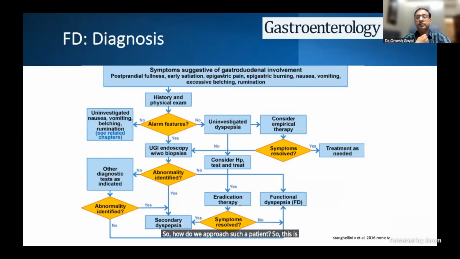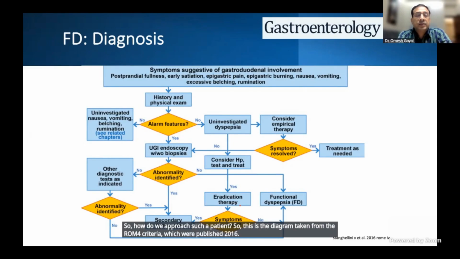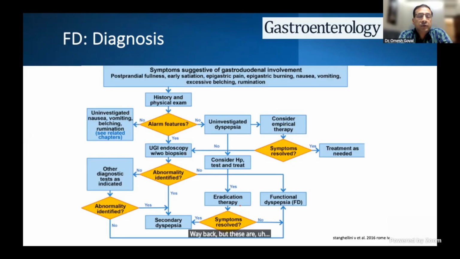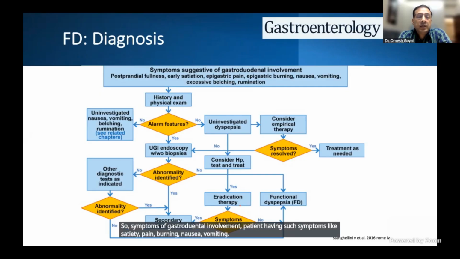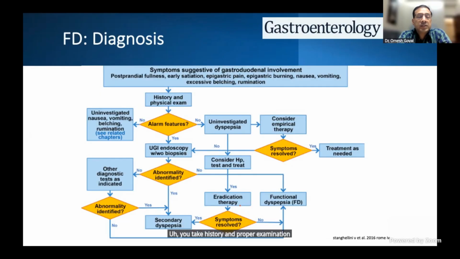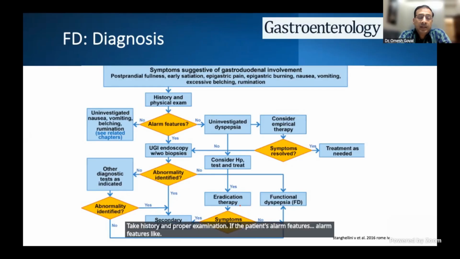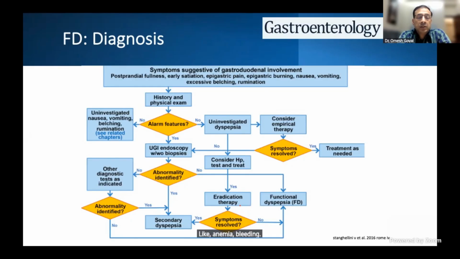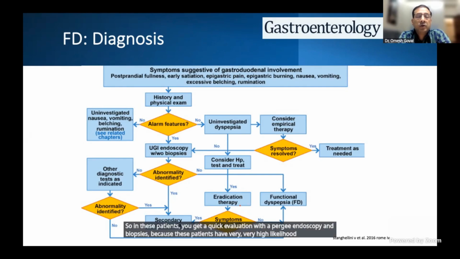This is the diagram taken from the Rome 4 criteria, which were published in 2016, way back, but these are very good flow diagrams. It sums up all that I have discussed till now. Symptoms of gastroduodenal involvement: the patient has symptoms like satiety, pain, burning, nausea, vomiting. We take history and do a proper examination. If the patient has alarm features like anemia, bleeding, weight loss, or some mass or jaundice, then in these patients you get a quick evaluation with upper GI endoscopy and biopsies, because these patients have a very, very high likelihood of having organic disease.